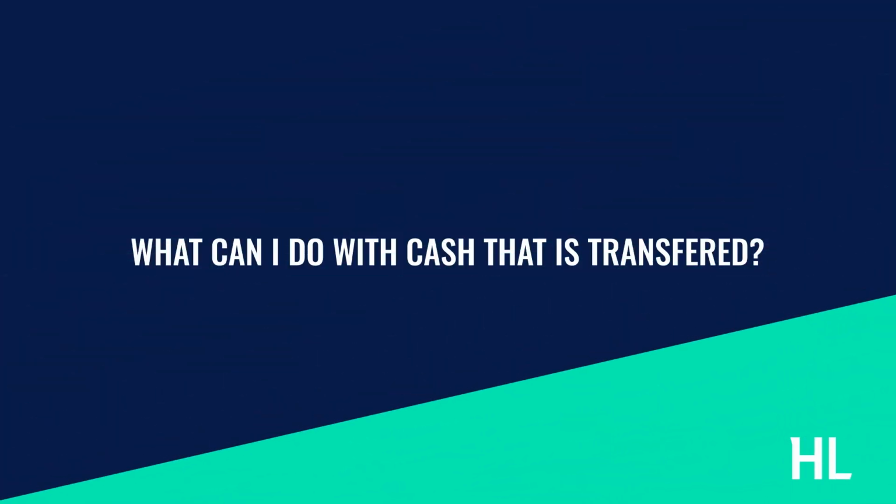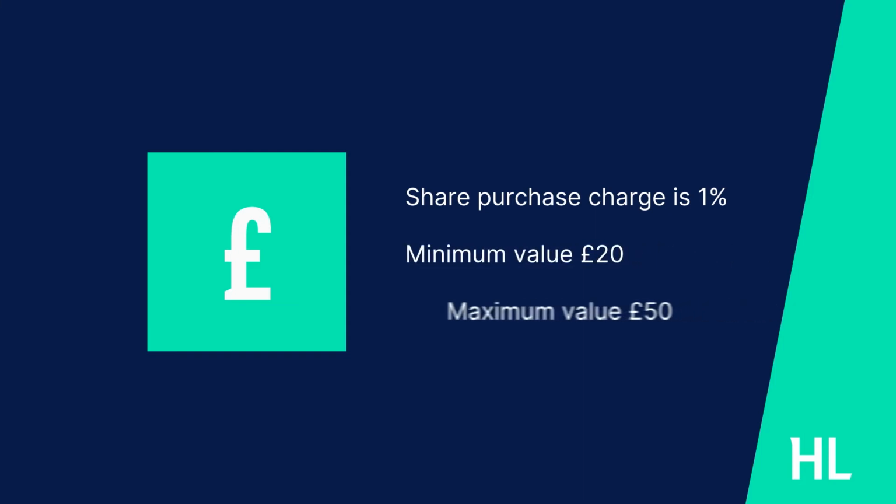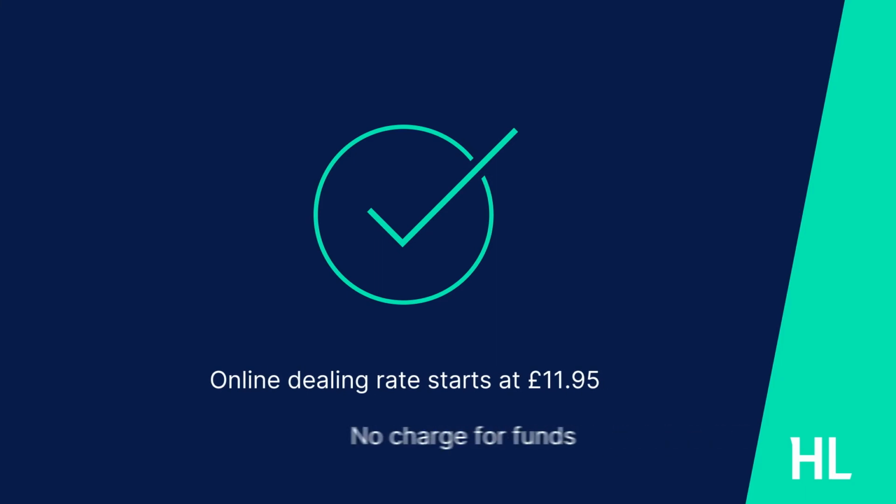What can I do with the cash that is transferred? When transferring cash, you will be given the opportunity to provide investment instructions. If you instruct to purchase shares, you'll be charged 1% of the value with a £20 minimum and a £50 maximum per line of stock once the transfer completes. Alternatively, you can purchase the shares manually once the transfer is complete at our online dealing rate, which starts at £11.95. There is no charge for buying funds.